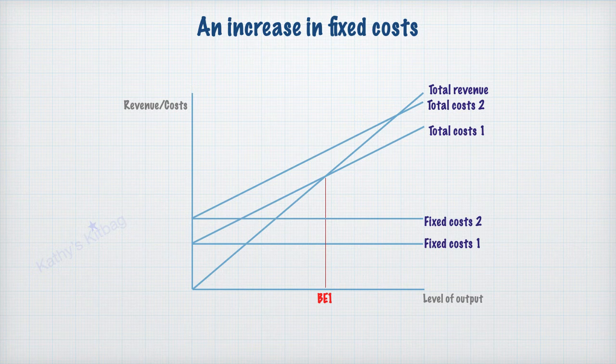And then you can see from that the intersection point between that total cost line and the revenue line has moved to the right. So this means that if the fixed costs have increased, the firm needs to produce more units of output in order to break even.